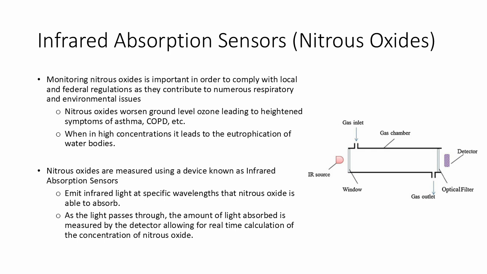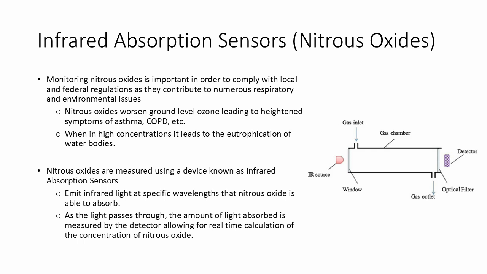Monitoring nitrous oxide is crucial to comply with local and federal regulations, as these gases significantly contribute to various respiratory and environmental issues. Nitrous oxides worsen ground-level ozone, leading to heightened symptoms of asthma, COPD, and other respiratory conditions, particularly affecting vulnerable populations such as children and the elderly.